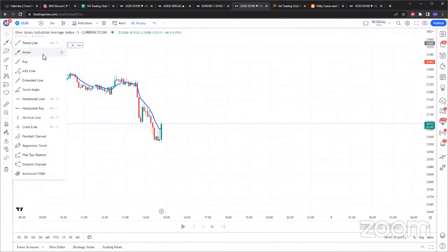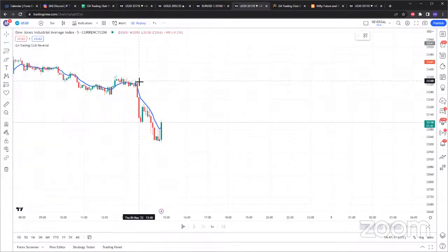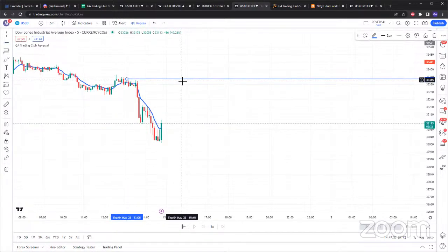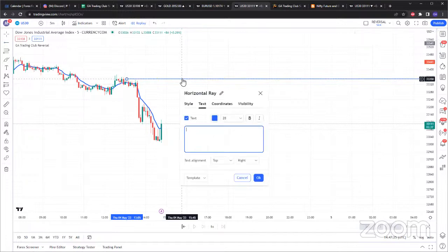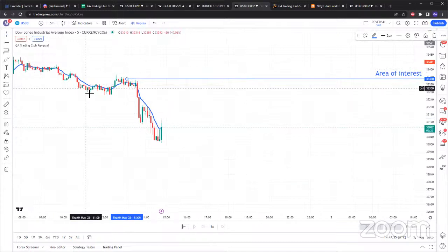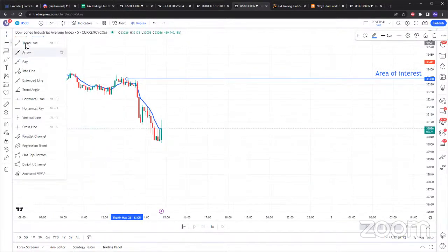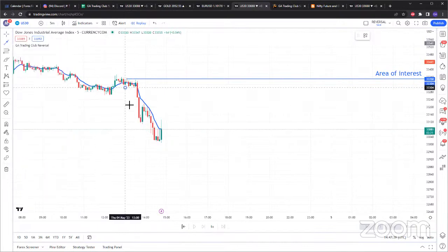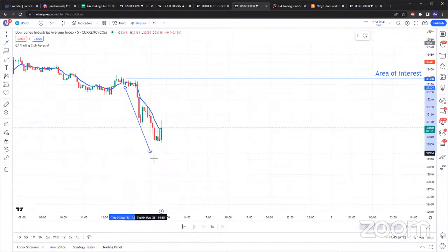So my point of interest here is this candle, the area of interest. Yesterday was a perfect reversal on US 30 from the area of interest. I need a move, so for US 30, I need a 150 pip move. A 150 pip move from there would be 200. So I need 33, oh, that was quick.